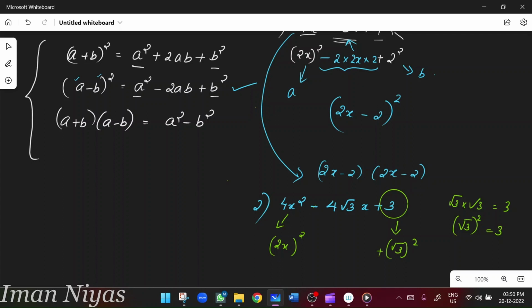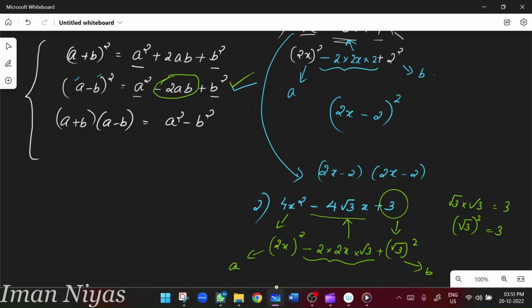So now let's see the middle term, which is negative. The first term you got is 2x, and b is root 3. Now the middle term you have to write in the form of minus 2ab, right? So how can we write this? It is minus 2 multiplied with the first term 2x, and b is root 3, right? Again you have to check whether negative 2 multiplied with 2x multiplied with root 3 gives negative 4 root 3x. That is correct, right?